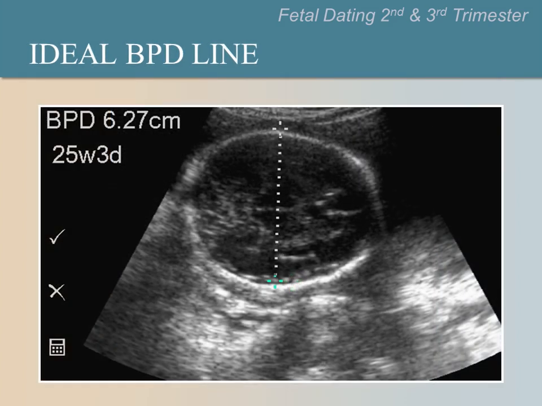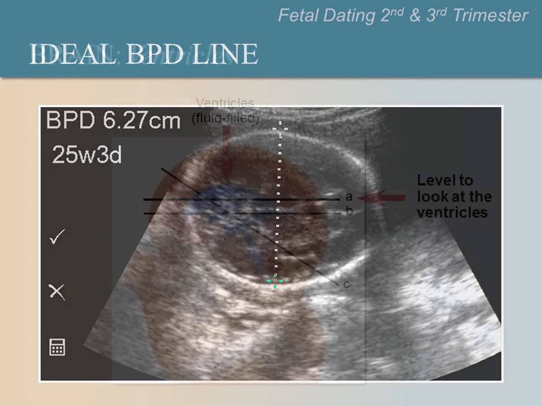Here's another example of how the BPD measurement is perpendicular to the falx and the calipers are located on the outer and inner edge of the skull. The image also shows you how the BPD and gestational age will look on the computer. We see here that the BPD is 6.27 centimeters, which means that the fetus is 25 weeks and 3 days old.